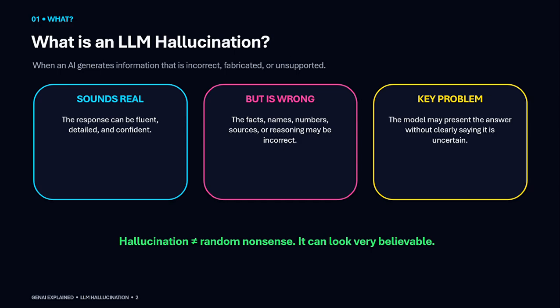So, what is an LLM hallucination? Simply put, it's when an AI generates information that sounds believable but is actually incorrect or unsupported. And the interesting part is that the answer can look very professional and confident. It could give you names, dates, facts, or even references that can sound real, but they may not actually be correct. So remember, a confident answer does not always mean a correct answer.